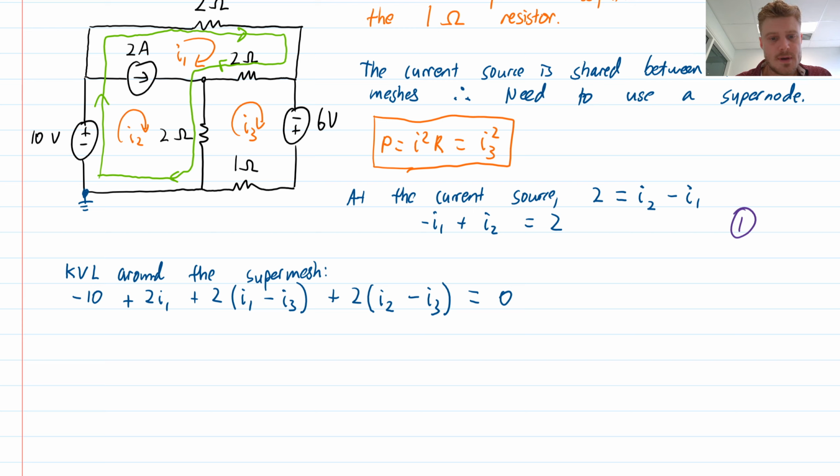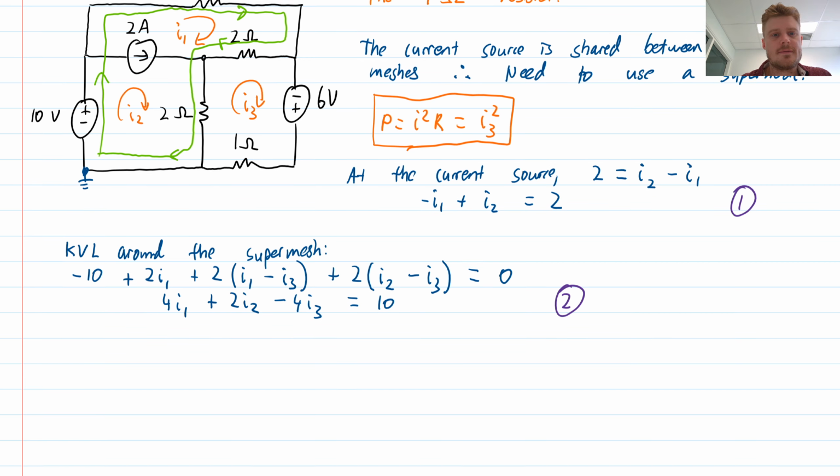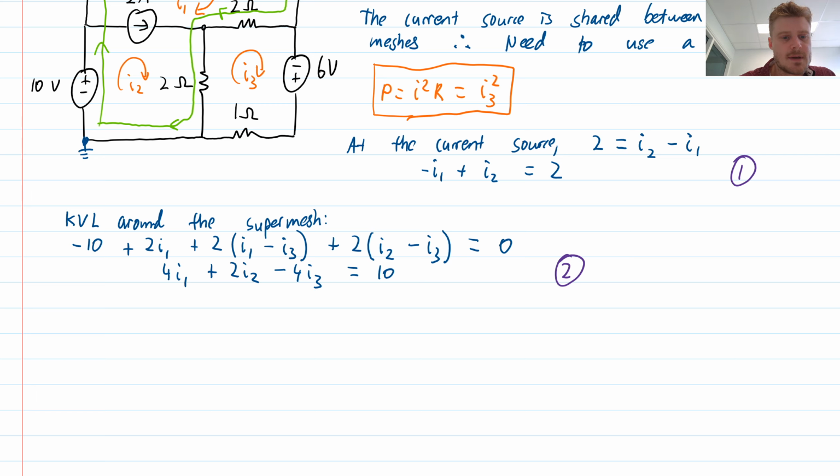I'm now going to simplify this equation a little bit. So I'll take all of the terms involving I1. So that's going to be 4 times I1. Next, the terms involving I2, which is just plus 2 times I2. And then the terms involving I3, there will be a negative 2 and another negative 2, so that's a negative 4 I3. And I'll bring the 10 to the other side, so it equals 10. And that will be equation number 2.